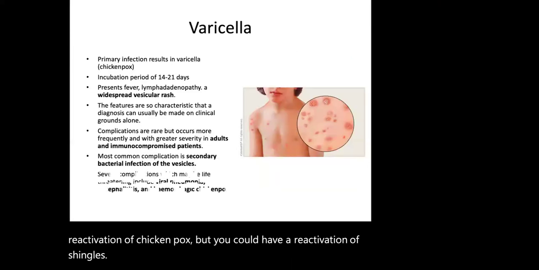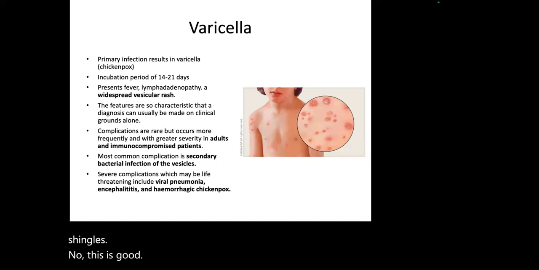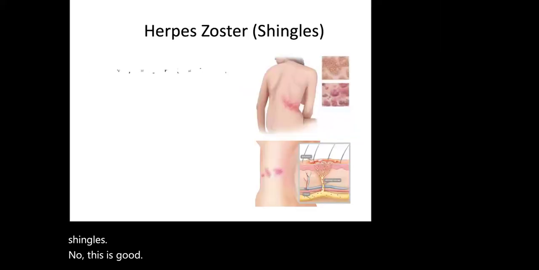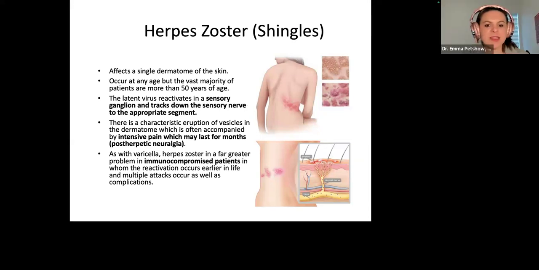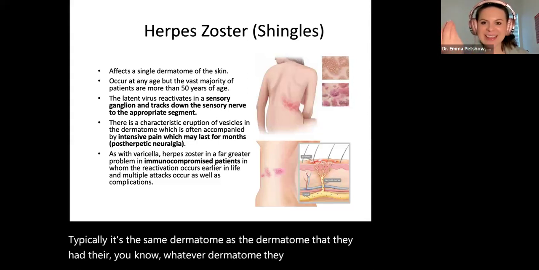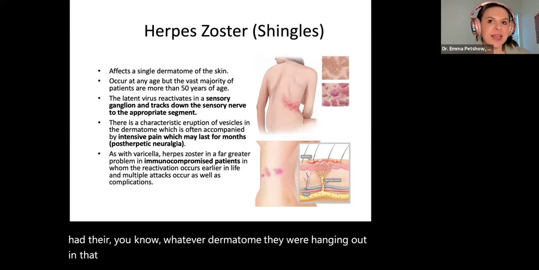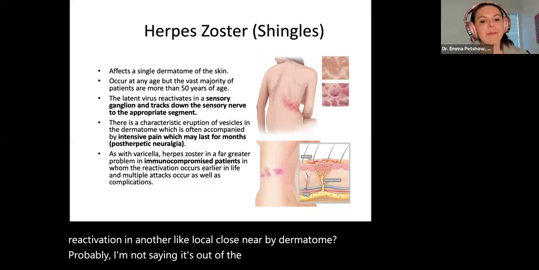Okay. And then, sorry, one more question. No, this is really good. It's specific, but for the dermatome aspect, for shingles, if they do have a reoccurrence, and I don't know if you know this, will they have it reactivated in that same area or will it always be different? Is there any pattern to that? Typically, it's the same dermatome. It's the dermatome that they had, whatever dermatome they were hanging out in that ganglia. In theory, could it happen? Could you have a reactivation in another local, close nearby dermatome? Probably. I'm not saying it's out of the edge of probability, but less likely.